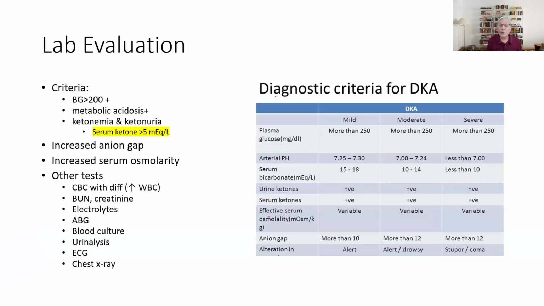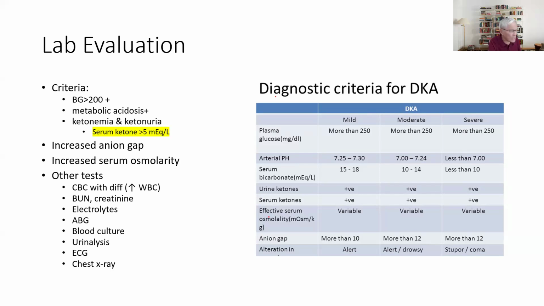All right, let's go now to the strict criteria for the diagnosis of diabetic ketoacidosis. Now, hyperglycemia obviously is going to be the typical finding. You cannot have diabetic ketoacidosis if you don't have high blood glucose levels. So hyperglycemia is the typical finding, but it is usually defined as a blood glucose above 200 milligrams per deciliter.